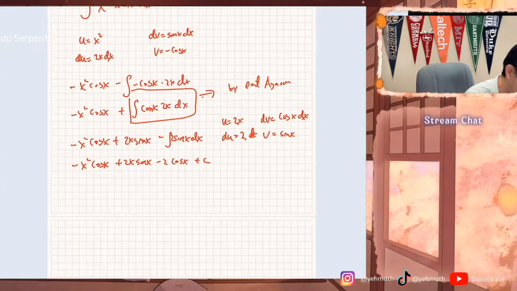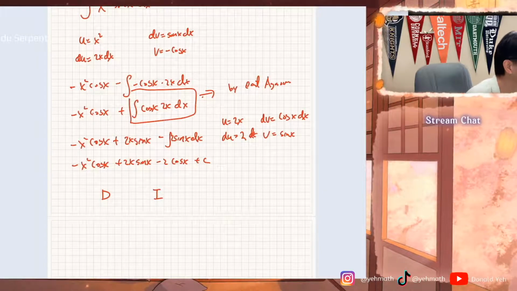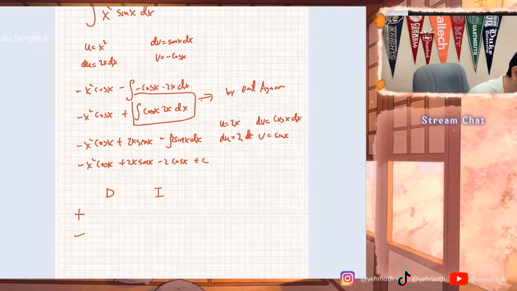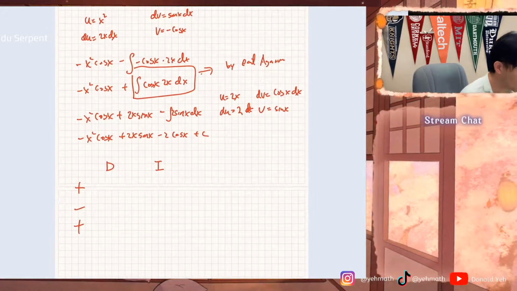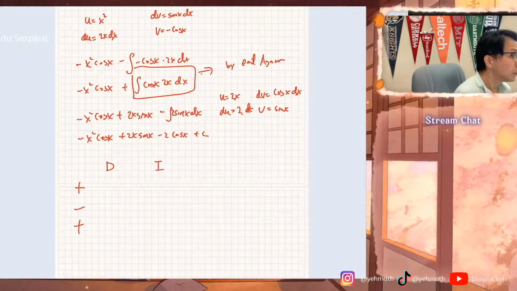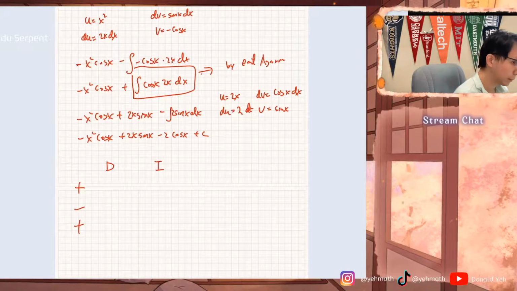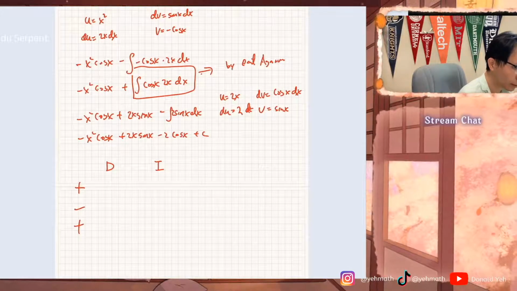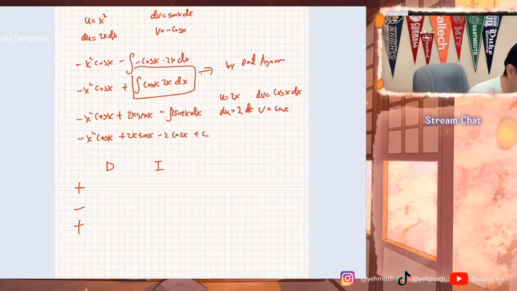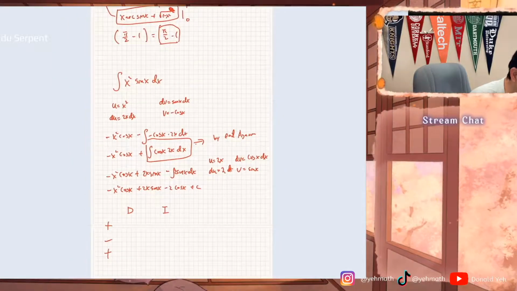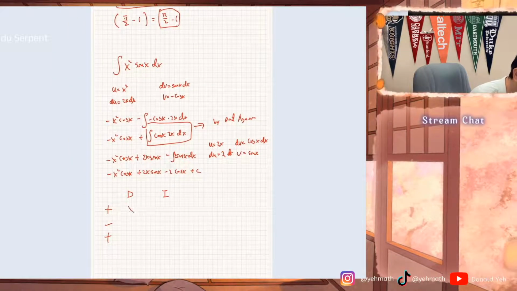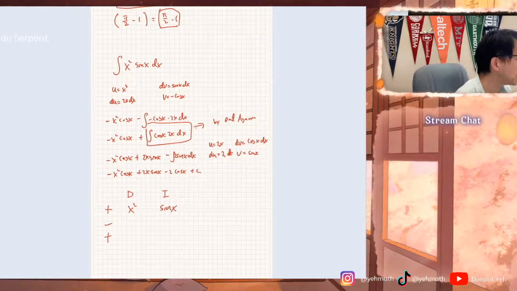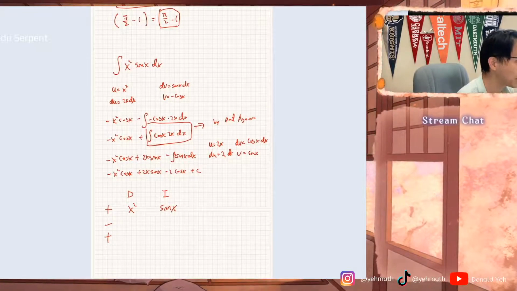Let's check out DI. And we're going to do plus, minus, plus. Are we okay here? Why do I do plus minus? u is equal to what in this case? u is equal to x squared, right? And this one's sine of x, right? So I'm going to show you something very cool. I don't know who came up with this. It's pretty amazing.